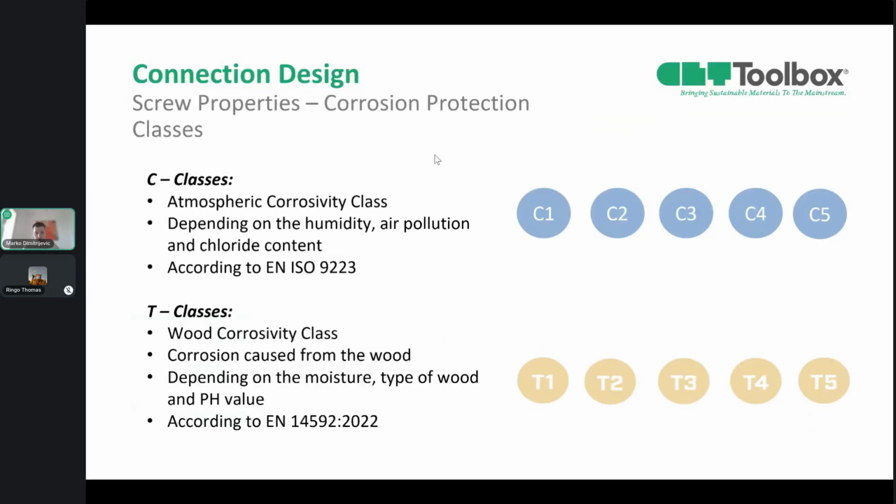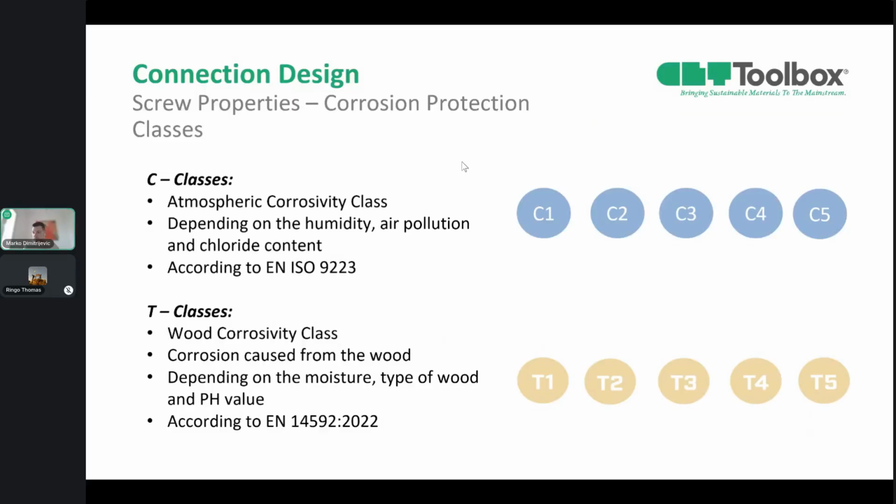Concerning the corrosion protection classes, there are 2 types of classes. So we have C classes and D classes. C classes measure the aggressiveness of the surrounding environment, ranging from C1, that is rated for dry and clean environments, to C5, highly corrosive environments such as coastal or industrial areas. They depend on humidity, air pollution, and chloride contact, and they are according to EN ISO 9223.